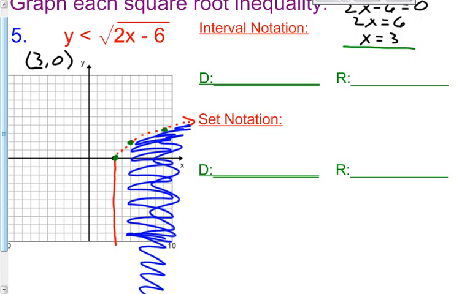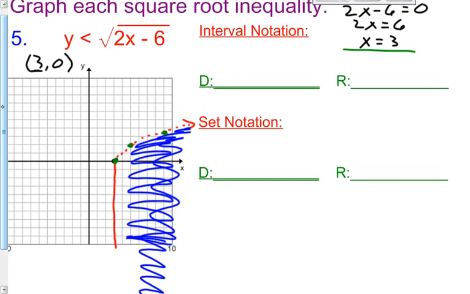Now our domain and our range, both in interval and set notation. Our domain, as we go from left to right. So as I go from left to right, my x values start right there at 3. So I have a domain of 3, and because it can equal 3, I put a bracket there.